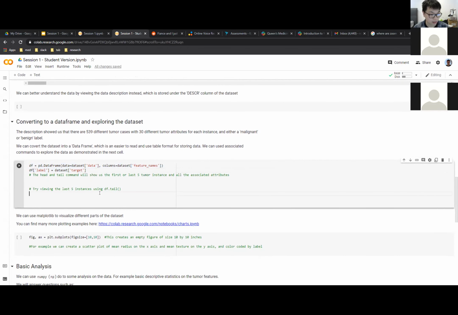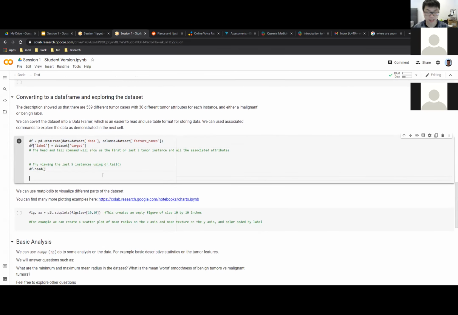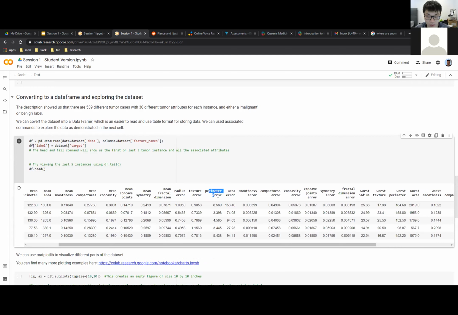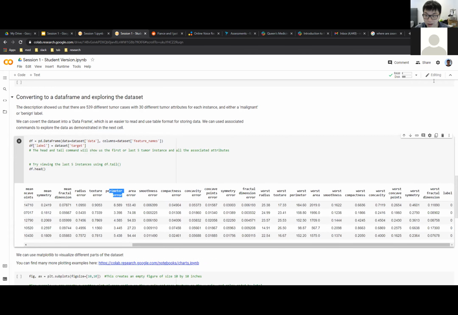Okay, so then we can look at what it looks like by calling the head command. The head command will get us a glimpse of what this data frame looks like. I'm going to run this, and it looks like we have all these variables: mean radius, mean texture, mean perimeter, perimeter error, and then at the very end, we have label, which is whether it's benign or malignant. Okay.